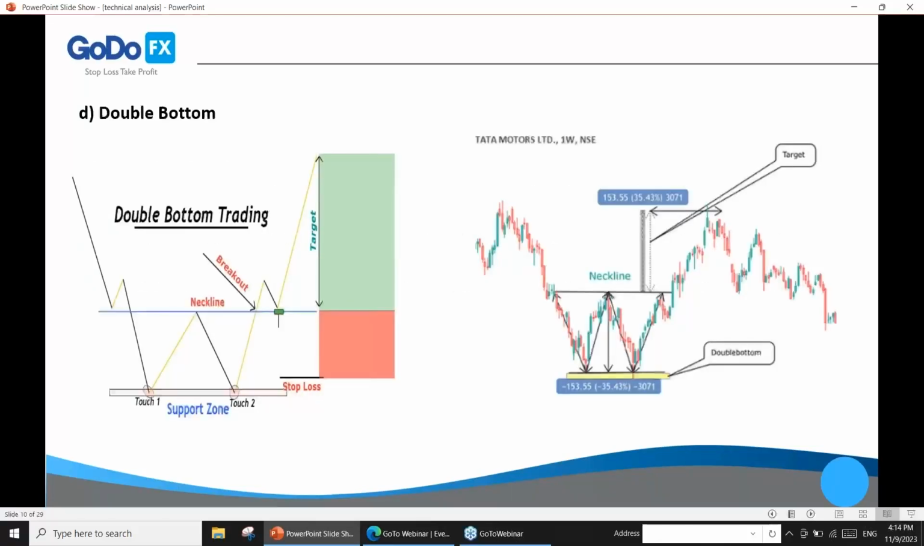Now the double bottom, which is a bullish reversal pattern that forms after a downtrend and signals a potential reversal from bearish to bullish. So here is our target. It's going to come after a bearish trend, a downtrend. Here is the double bottom. After it, we're going to have an uptrend.